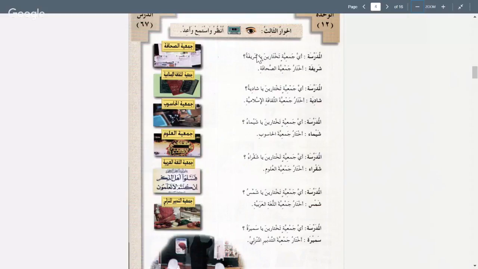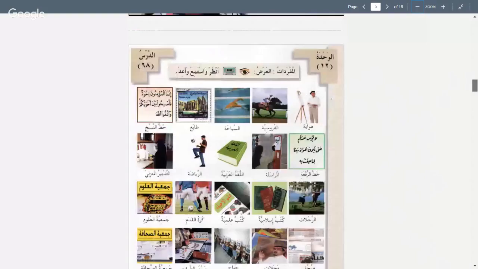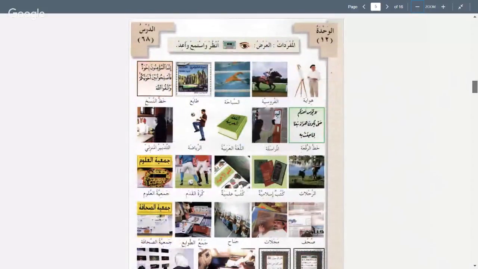So, As-Sahafa is the newspaper club. Al-Thaqafa Al-Islamiyah is the Islamic culture club. Al-Hasub is the accounting or computer club. Al-Ulum would be the science club. Jamiat al-Lughat al-Arabiyah is the Arabic language club, and Jamiat al-Tadbir al-Manzili would be the home club, learning how to take care of a home. Okay. Question? No. Okay.